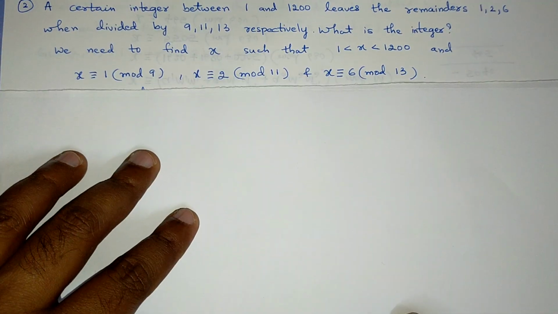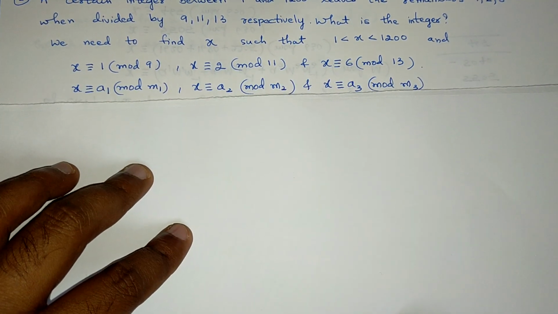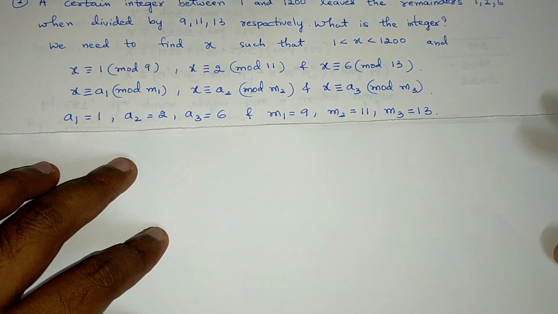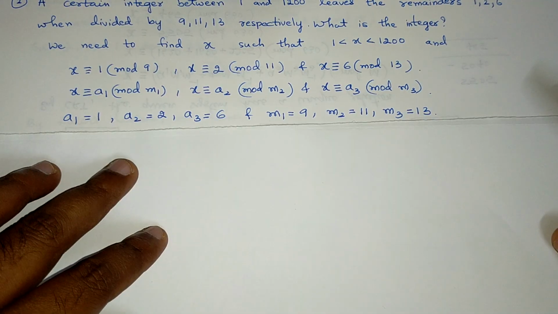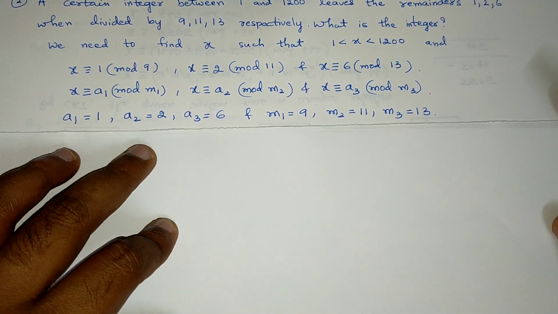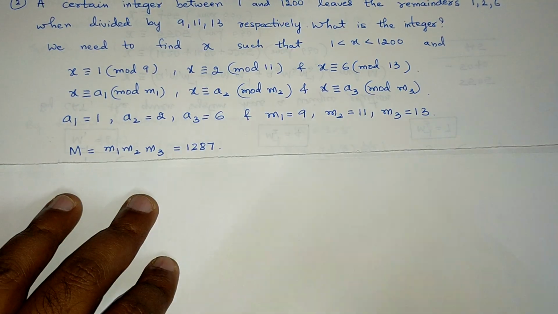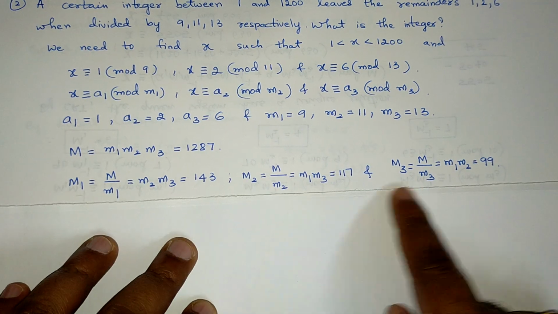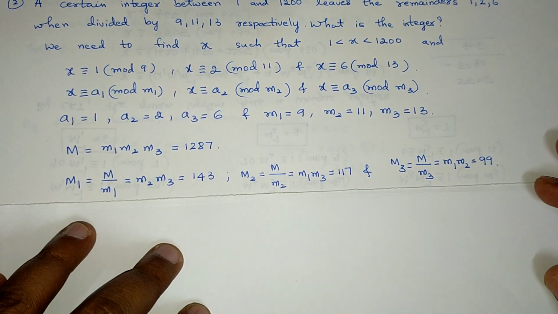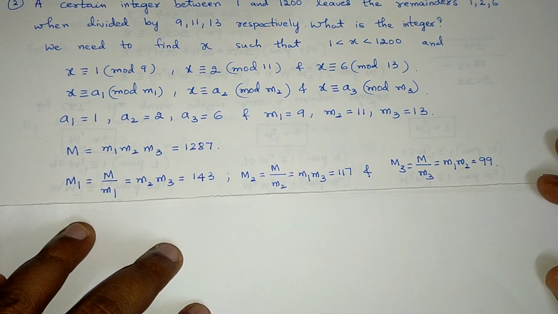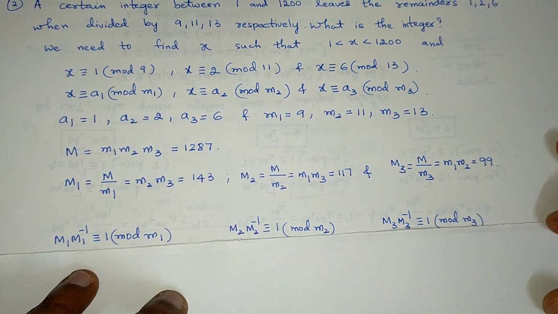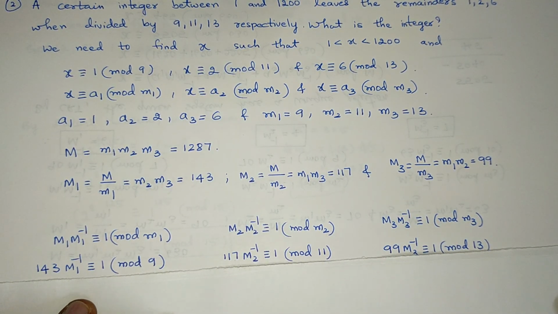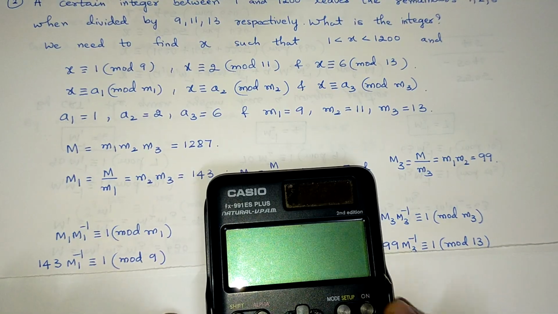Again we have to compare this with the standard form of linear congruences, and get the values of a1, a2, a3 and m1, m2, m3. As soon as we get the values of m1, m2, m3, we have to calculate m1 into m2 into m3, which is capital M. After finding this value we have to calculate capital M1, M2 and M3 using this formula, right? And after getting this we have to calculate M1 inverse, M2 inverse and M3 inverse using these equations, and later substitute the values. So we got this value now.